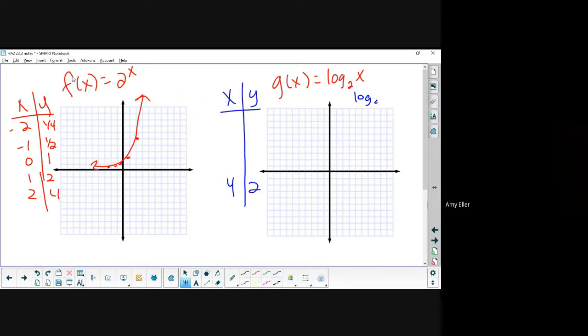If the x value was 2, what do I have to raise 2 to get 2? I'd have to raise it to the first power. So you can think through it, especially if you're doing this from scratch and you don't have the previous table. But sometimes it's just as quick to make the table and flip it.